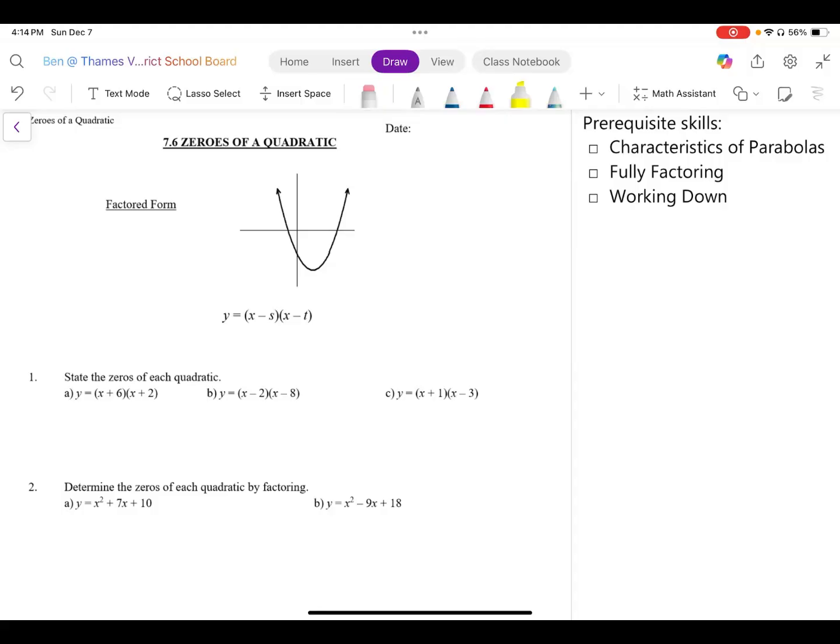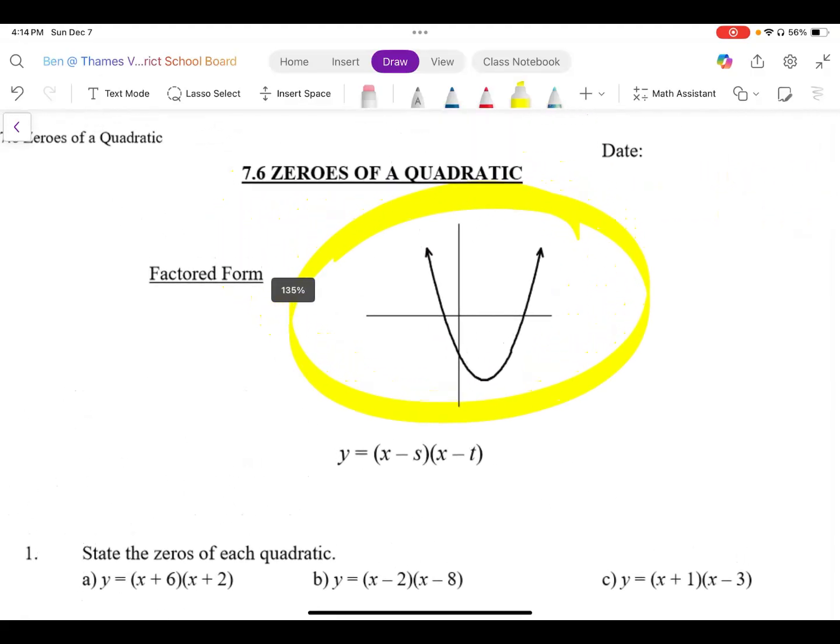You'll need to make sure you recognize the characteristics of parabolas. That means what are x-intercepts, what are roots, what are zeros, and where is a vertex when we're looking at a parabola on a Cartesian plane. You need to make sure you're comfortable fully factoring. We'll use that to find our zeros by factoring from standard form. And you'll need to make sure you're comfortable working down to follow my own work and to show your work with your algebra. First, let's jump in.